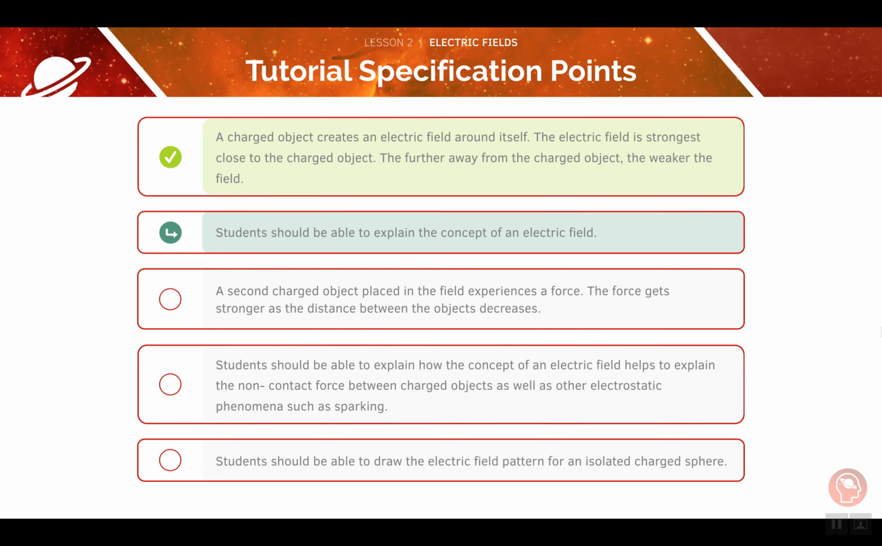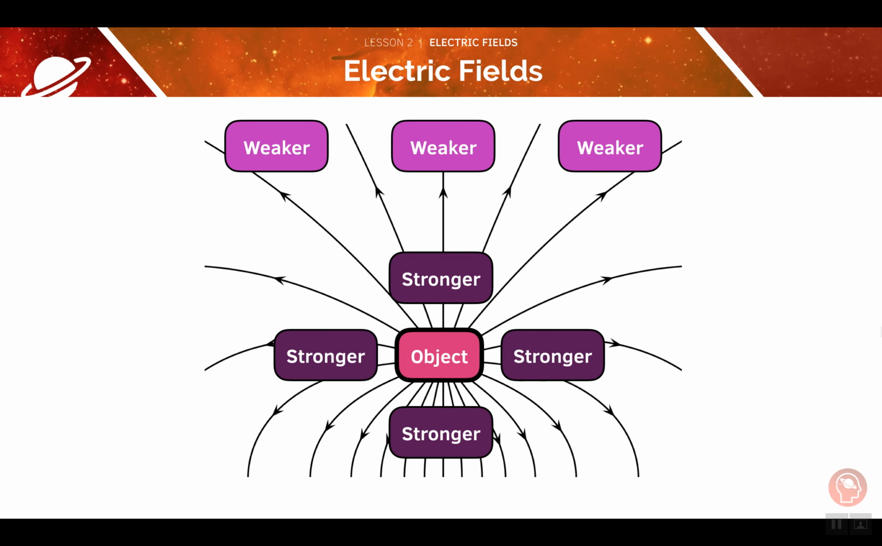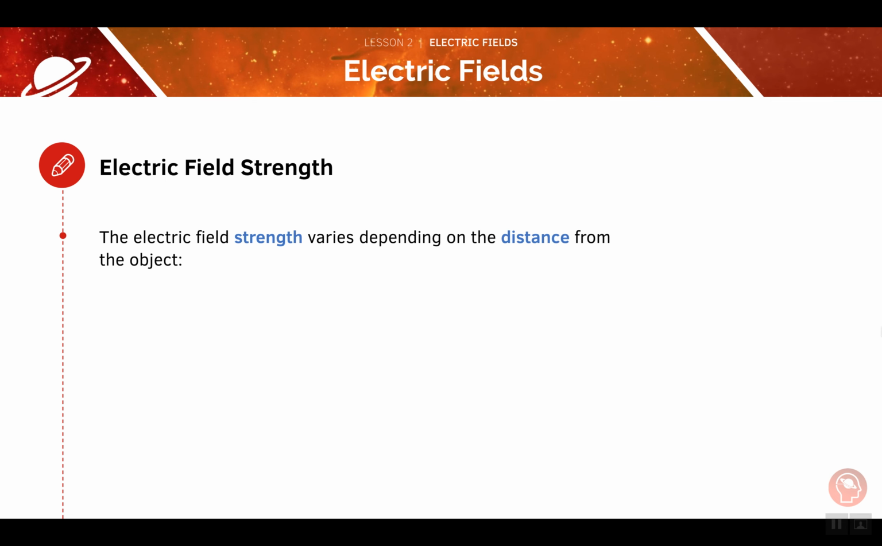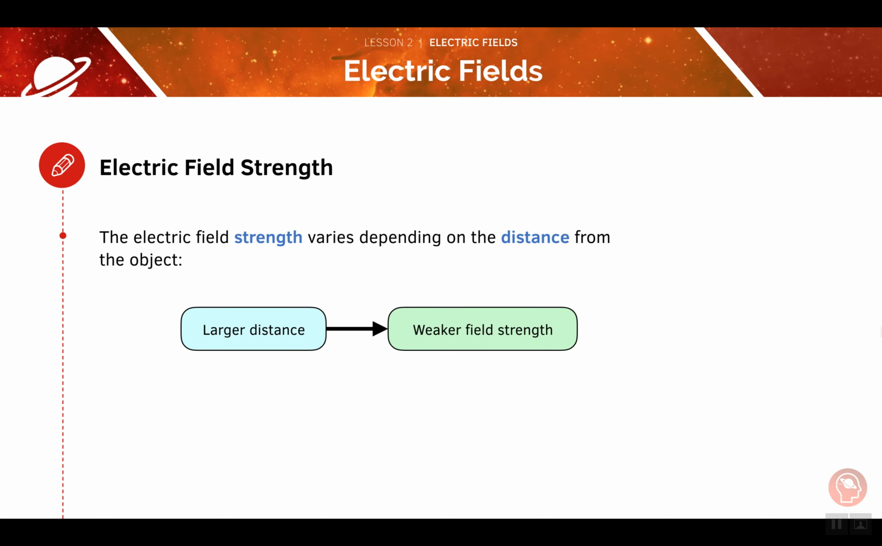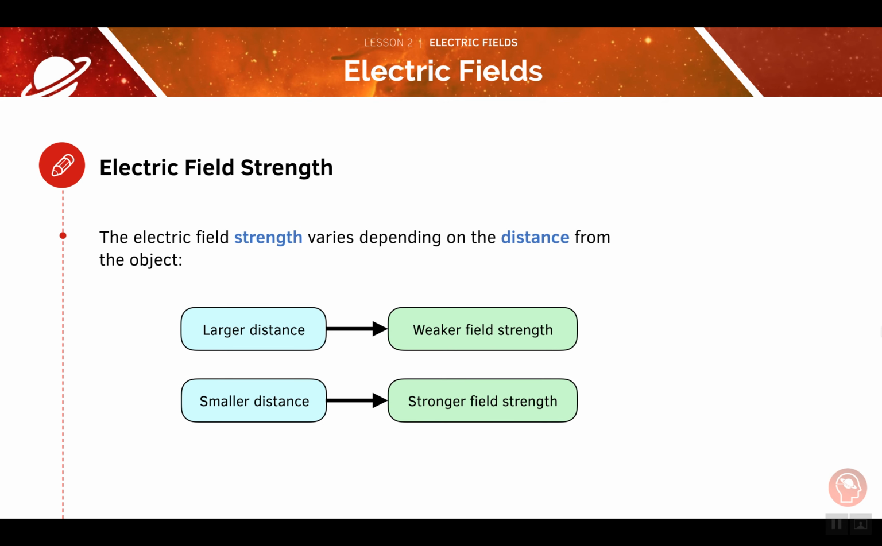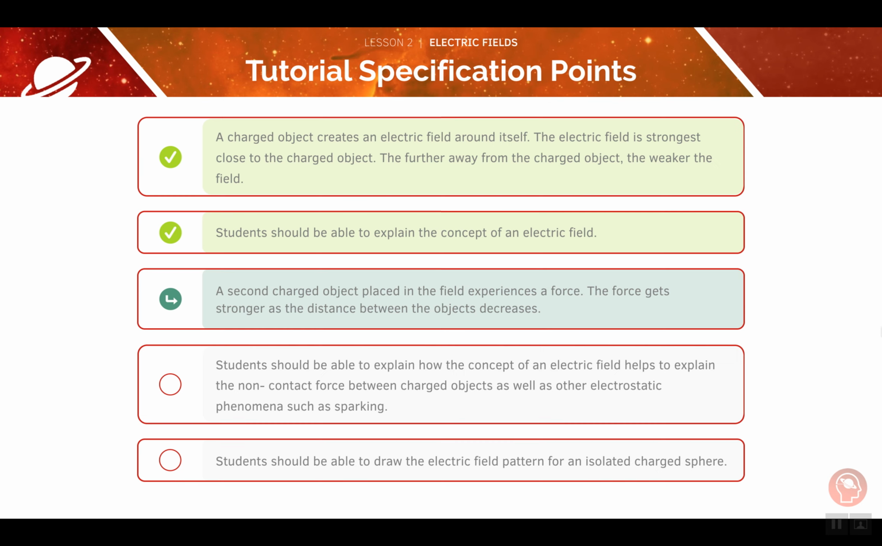Now, we'll look at explaining electric fields. As we can see in this diagram, the strength of the electric field varies from strong to weak. The field strength will vary depending on the distance from the object. As you get further away from the object, the field strength gets weaker. Similarly, the closer you get to an object, the stronger the field strength will be.